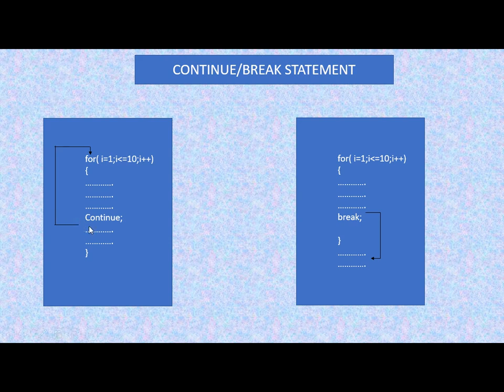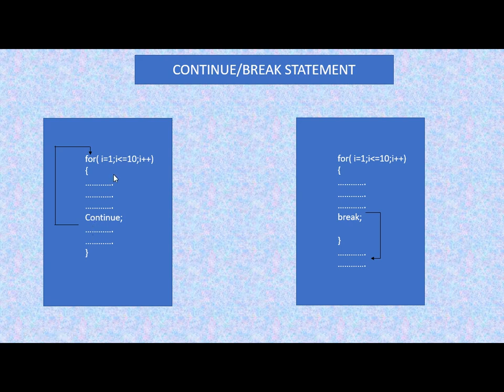The program control will go back to the for loop and continue with the next iteration. This means the value of I will be incremented. We know that initially the value of I will be 1. As soon as the continue statement is encountered, the value of I will become 2, meaning it is incremented, and then all these statements will be executed again.